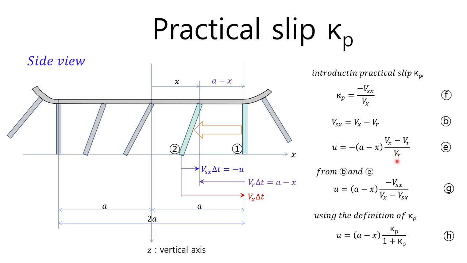Arranging the equation E of the deformation U obtained earlier and using the equation B of slip speed, the deformation U can be expressed as the equation G including the slip speed Vsx. Dividing the numerator and the denominator of the equation G by Vx respectively, and using the practical longitudinal slip equation F defined above, and then arranging the equation G, we can obtain the equation H expressing the deformation U in terms of practical slip kappa p.